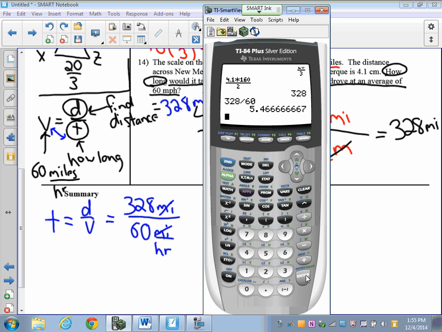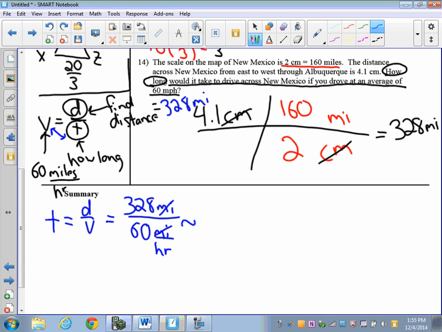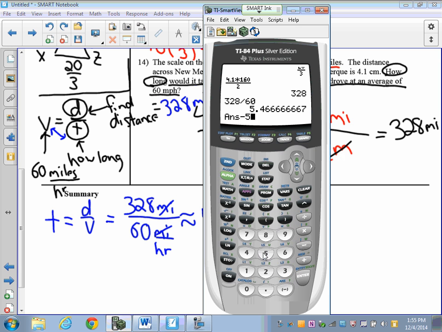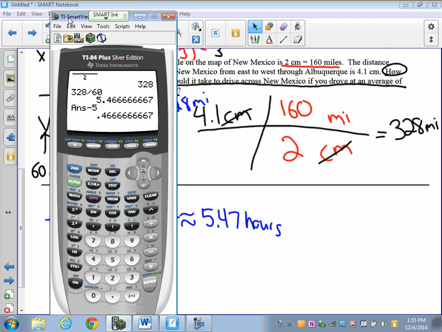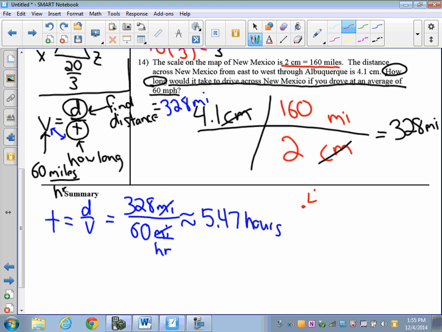And we get this number, 5.46 repeating. So it's about 5.47 hours. A lot of times it's difficult to express that. How long is 0.47 hours? So what we can do is we can convert this. If we subtract 5, we have that many hours, right? So if I take the 0.46 repeating hours, I can convert that to minutes.